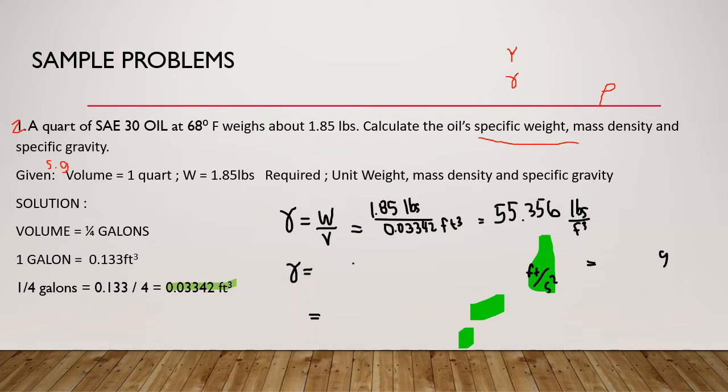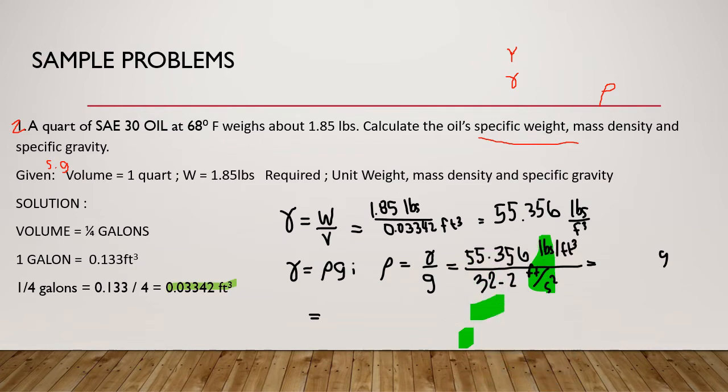Punta tayo sa mass density. Okay. Gamma is equal to rho g, no? Rho g. So, yung rho, yun yung mass density. Therefore, rho is equal to gamma over g. Okay. Rho is equal to gamma over g. Cross multiplication lang yan. Cross multiply lang natin to. Makukuha natin tong rho.